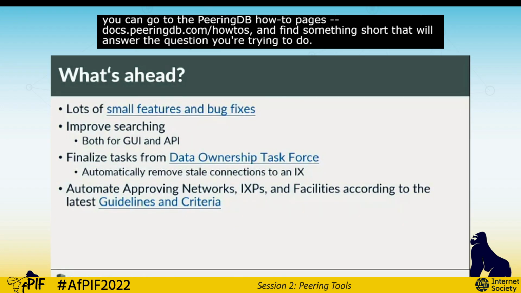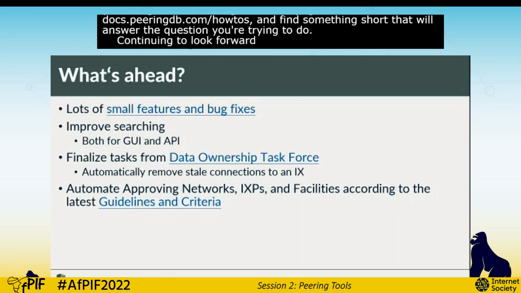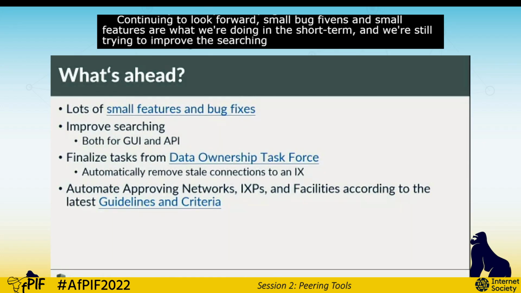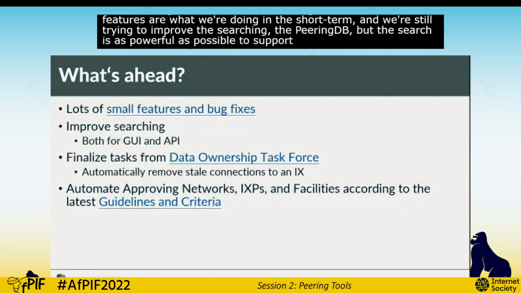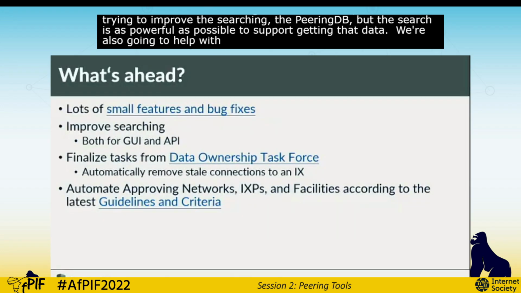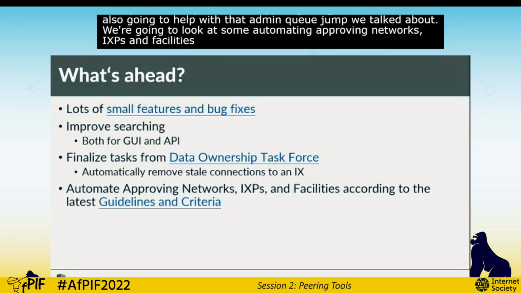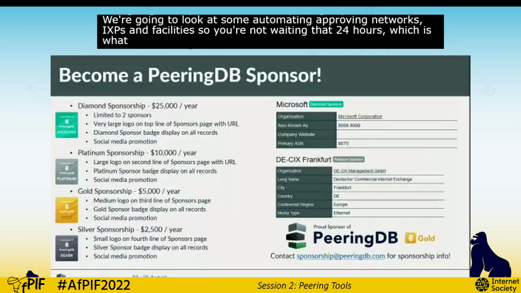Continuing to look forward, small bug fixes and small features are what we're doing in the short term, and we're still trying to improve the searching. The power of PeeringDB is it's also a database of information, but we need to make sure that the search is as powerful as possible to support getting that data. We're also going to help with that admin queue jump we talked about. We're going to look at automating and improving networks, IXPs, and facilities, so you're not waiting that 24 hours, which is what we target getting a response back in.